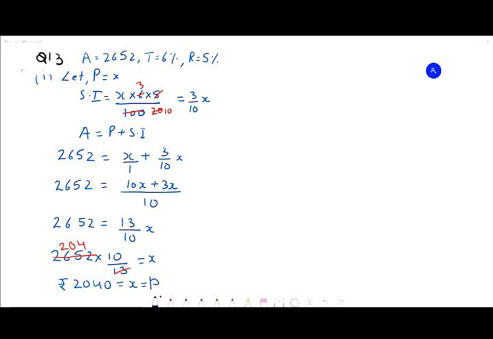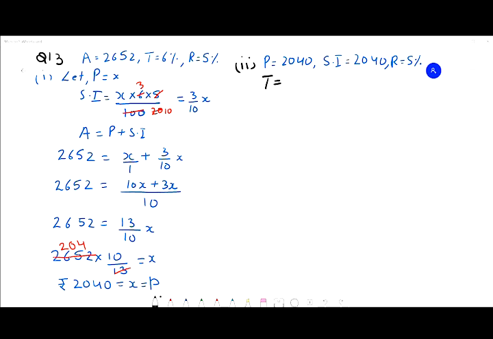Now moving to the second part of the 13th question. They are asking the time in which the same sum will double itself. That means P is 2040. And if we have to double it, that means SI also will be equal to 2040. Same rate of interest. And the R is 5%. Now I have to find out the time.